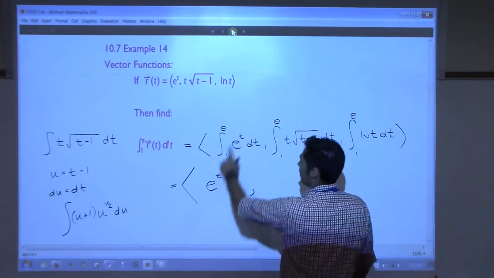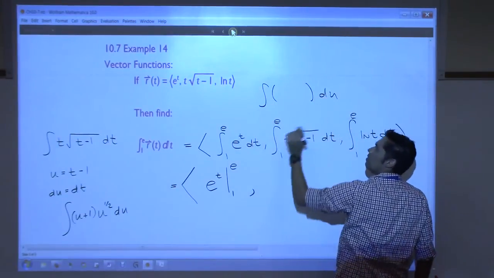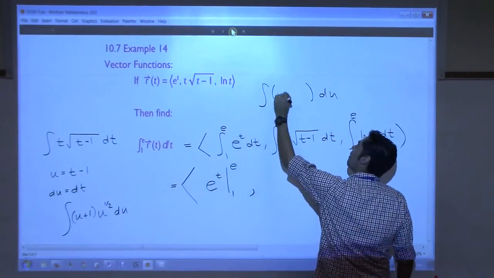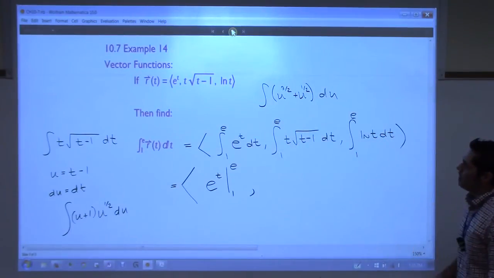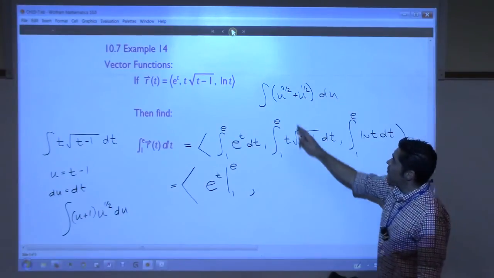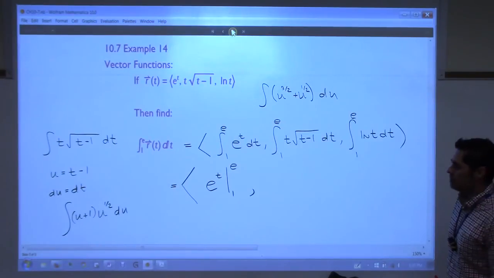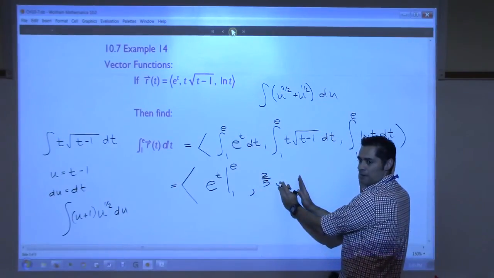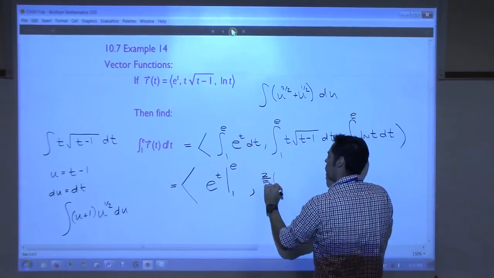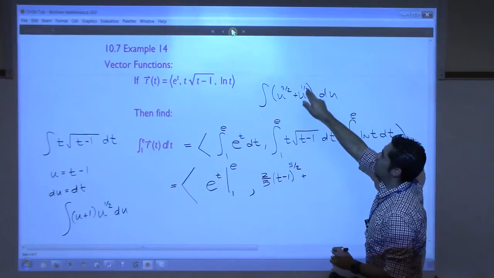I'm running out of room. I'll do it up here. We have integral. There's two terms. What are they? u to the 3 halves plus u to the 1/2. And then you find the antiderivative of each one. What is the antiderivative of u to the 3 halves? 2/5 u to the 5 halves? Yes, something like that. 2/5 u to the 5 halves, right? What's u, though? t minus 1. So t minus 1 to the 5 halves. Then plus, what's the antiderivative of u to the half?